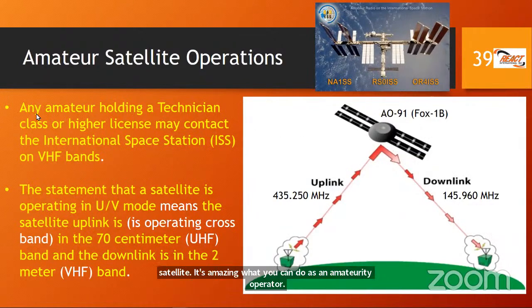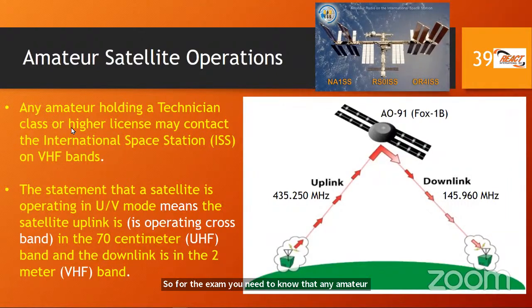So for the exam, you need to know that any amateur holding a technician class or higher license may contact the International Space Station, also called the ISS, on VHF bands. So you're a technician class operator or higher, general, extra, advanced, and so on. You can use the International Space Station's repeater and communicate. We also need to be aware, because we said that for amateur radio, you transmit on one frequency for a repeater and receive on another frequency.